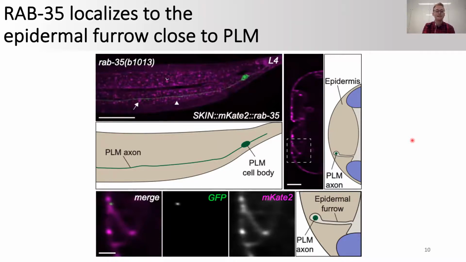As well as mediating attachment of the skin to the muscle, they also are present along the length of the PLM axon and mediate its attachment and mechanical coupling to the epidermis. So this prompted us to visualize these structures and see if adhesion and attachment was potentially affected in our mutants.